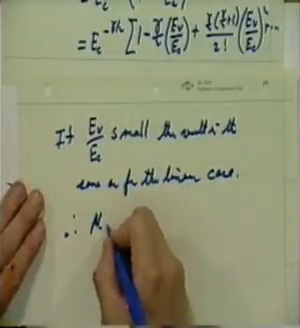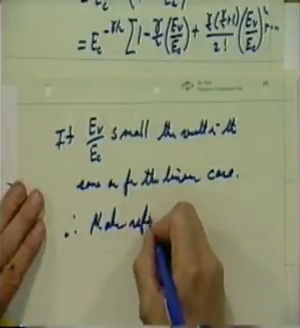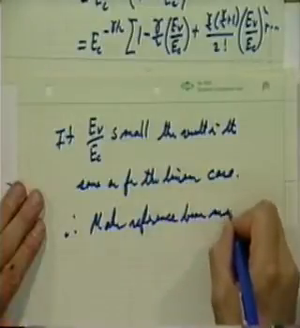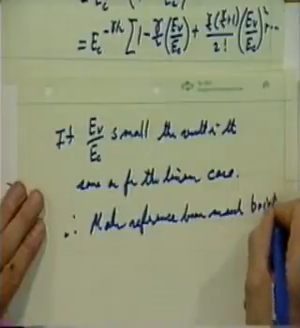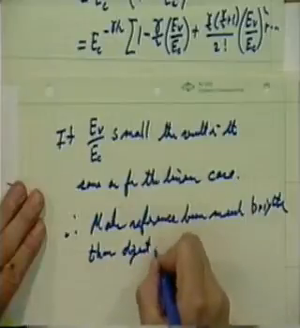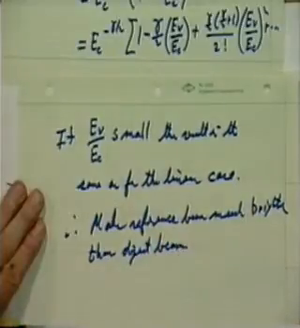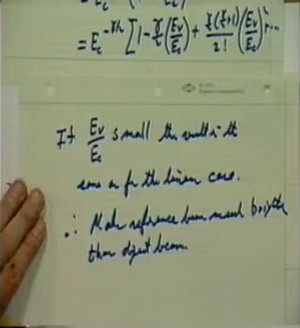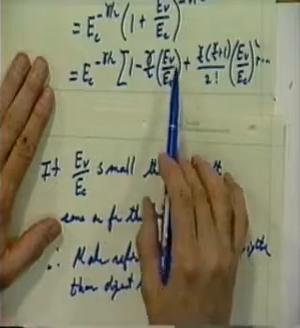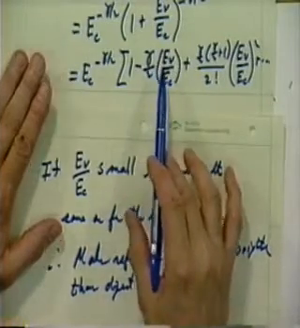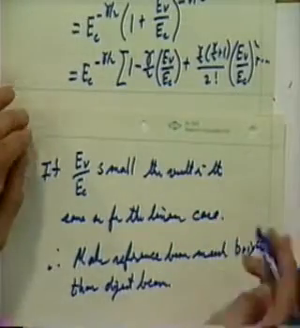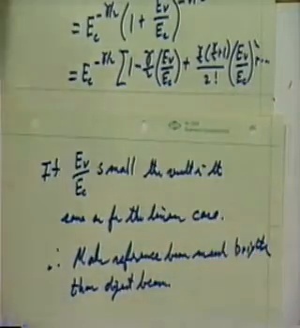Therefore, make the reference beam much brighter than the object beam. And when I say much, 5 times, some number like that. Okay? And if that's the case, then what we get here is essentially the same thing as what we had when gamma was -2. We don't have to worry about the photographic process at all, and things work very well.